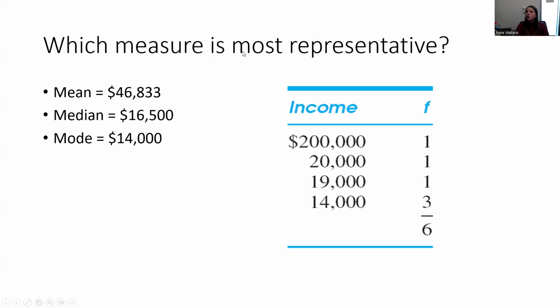So which measure would you say is the most representative? So if we did the mean, median, mode of these income levels, our mean score is $46,000, median is 16,000, and mode is 14,000. Which one do you feel like most represents this population here? Good answer.